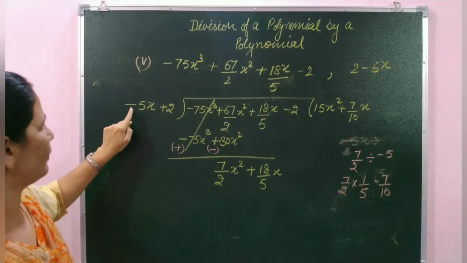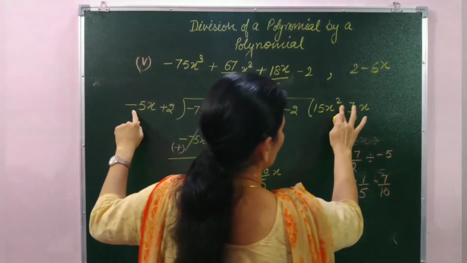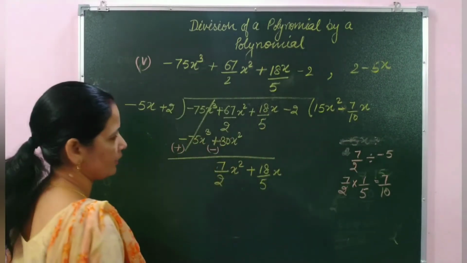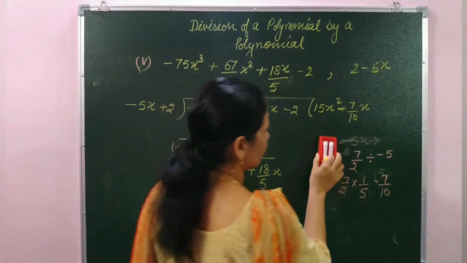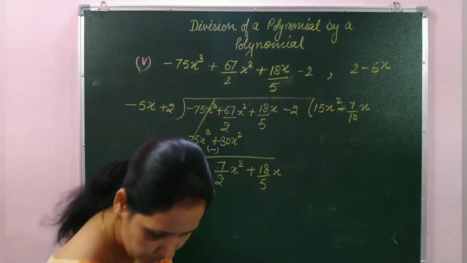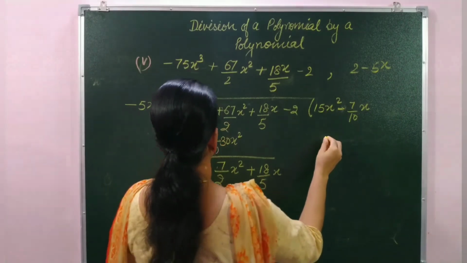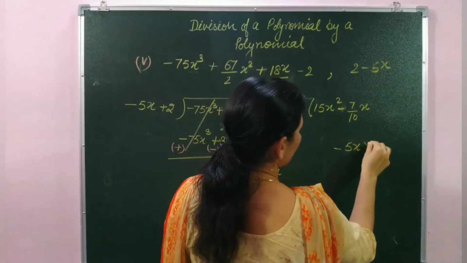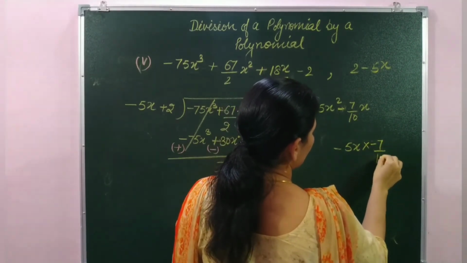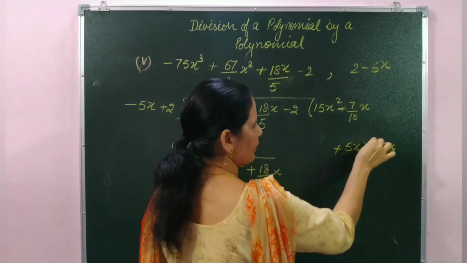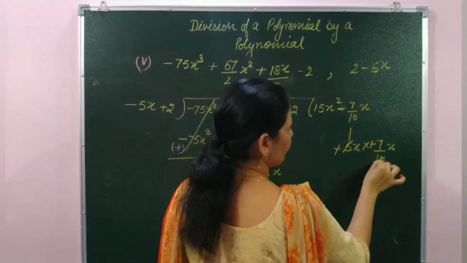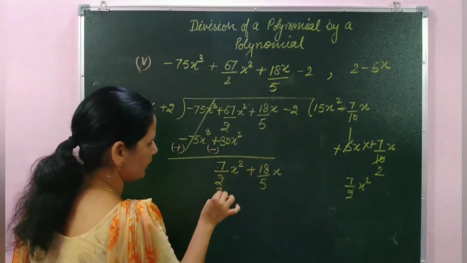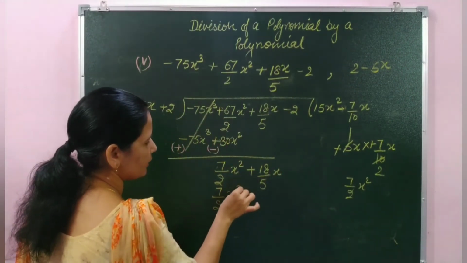Okay, but here is a minus sign and here is plus. So we have to write here minus. Okay, so how to multiply this one? Let's see. Minus 5x multiplied by minus 7 by 10. Minus minus is plus, 5 ones are 5, 5 twos are 10. So 7 by 2 x square. So from here we get 7 by 2 x square.